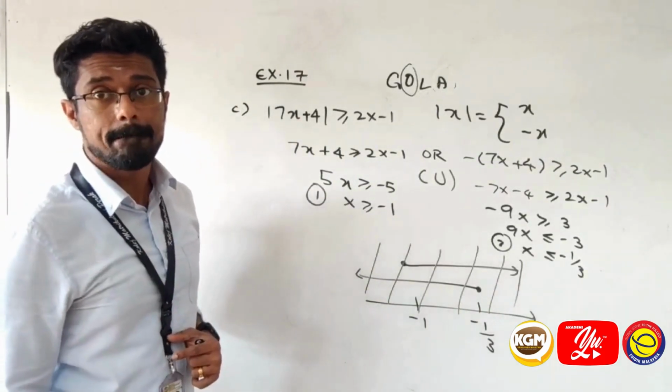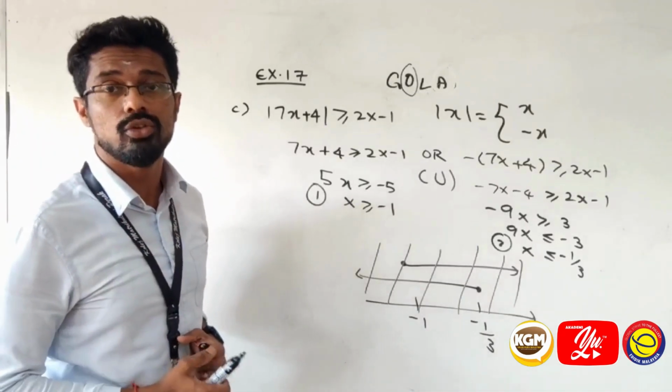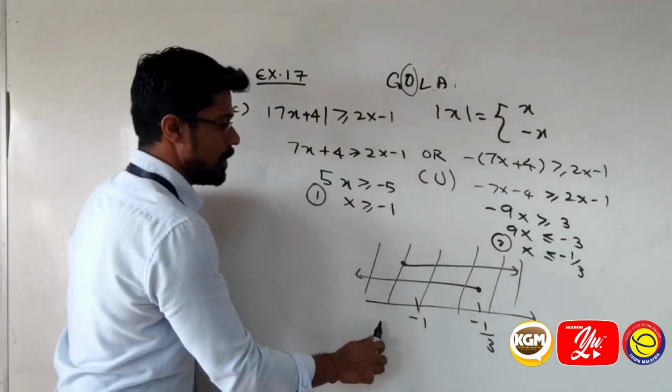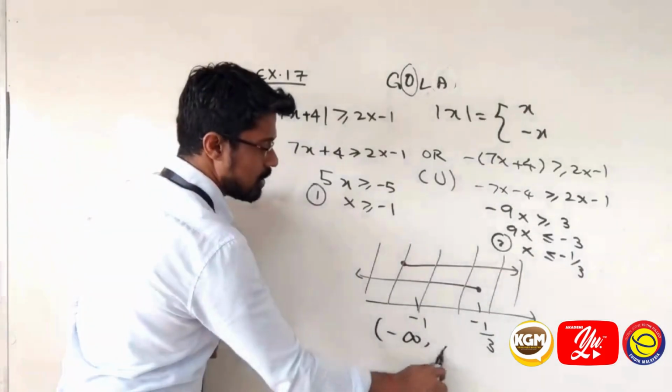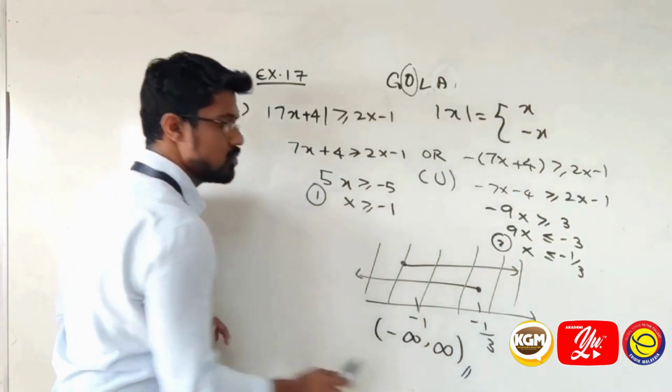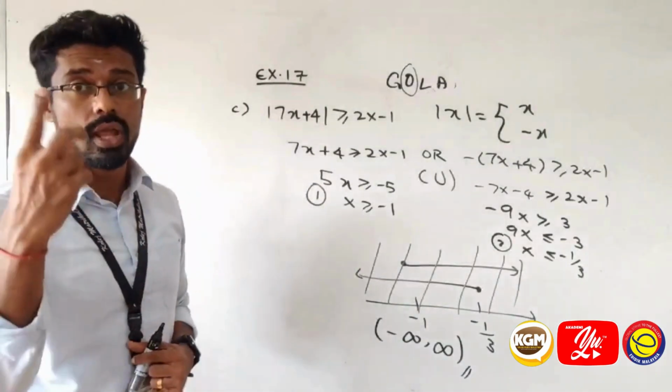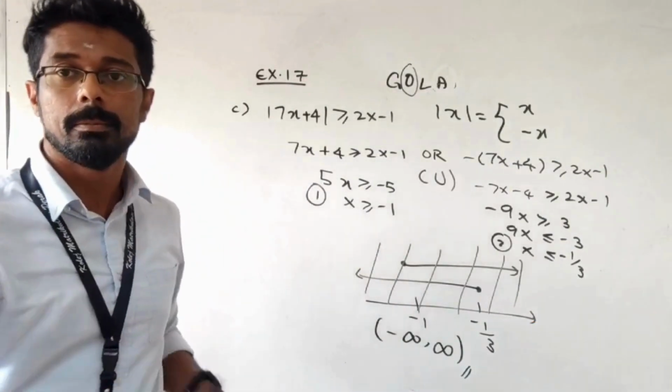Hope you are clear until there. Now I need to go and write down the final solution based on what I shaded. Based on what you have shaded is everything, so negative infinity to infinity. There you go. Simple and easy Gola problem. Next example.